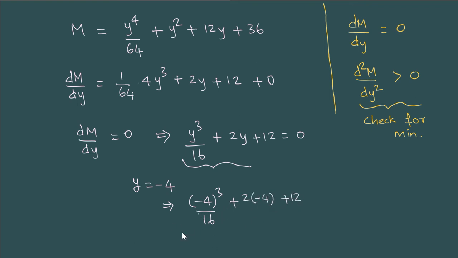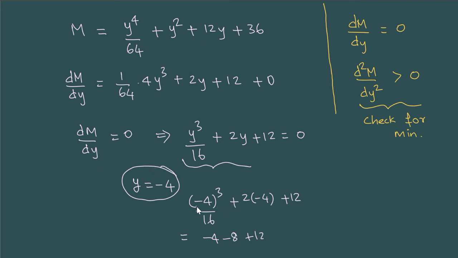Let me not write it this way. I don't know why I did that, but yeah. So this is minus 64 by 16, so I have minus 4 and then minus 8 plus 12. Okay, so we are lucky here, right? By taking y equal to minus 4, we see that the left hand side amounts to 0.